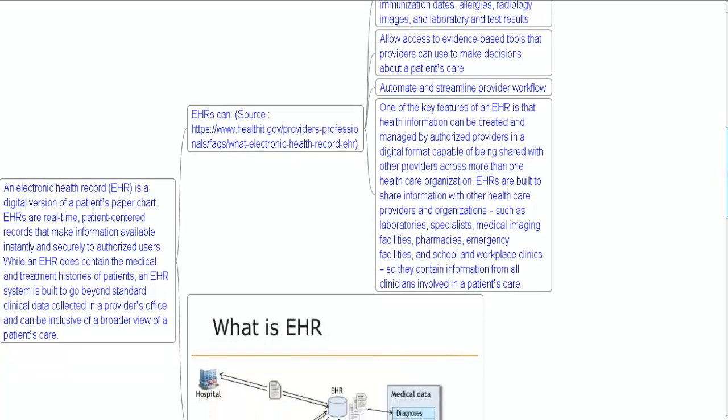One of the key features of an EHR is that health information can be created and managed by authorized providers in digital format, capable of being shared with other providers across more than one healthcare organization. EHRs are built to share information with other healthcare providers and organizations such as laboratories, specialists, medical imaging facilities, pharmacies, emergency facilities, school and workplace clinics. So they contain information from all clinicians involved in the patient's care.